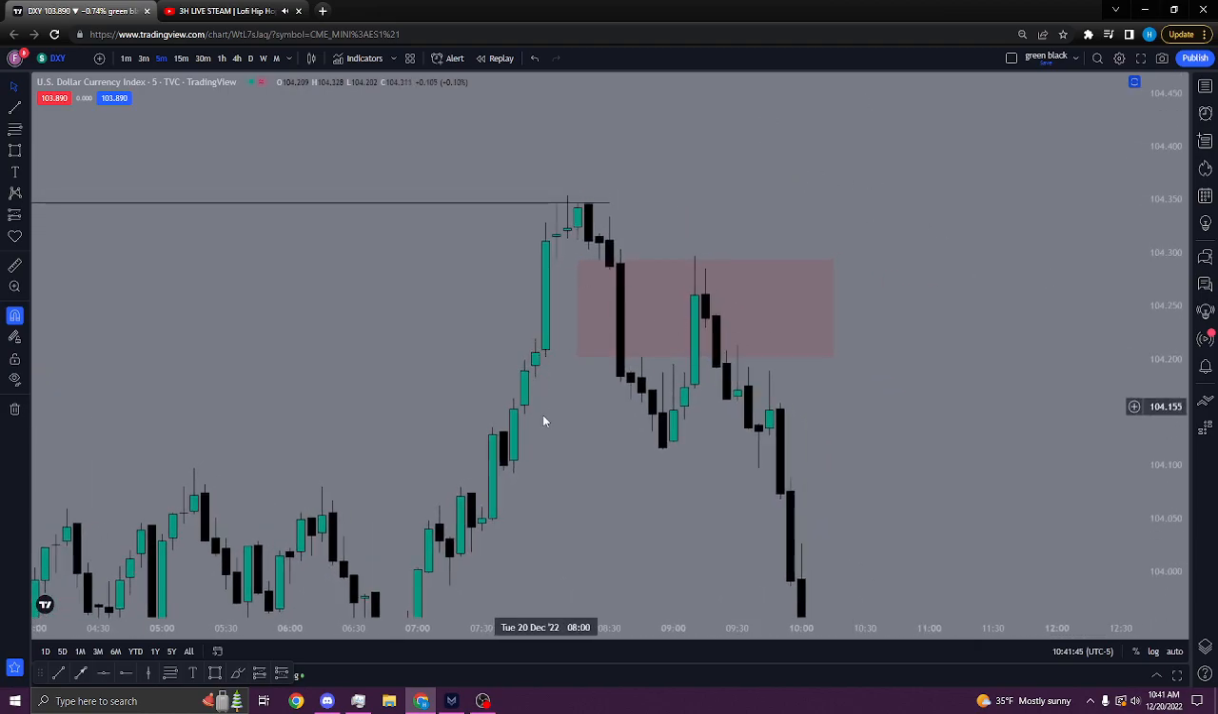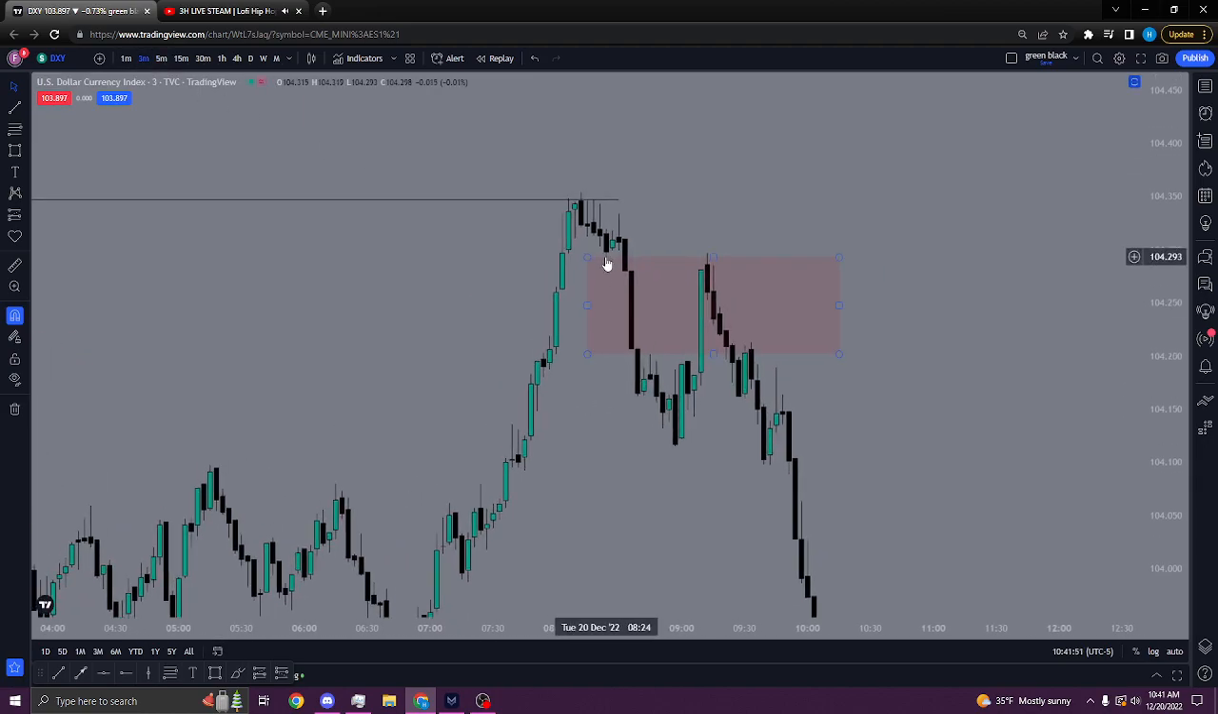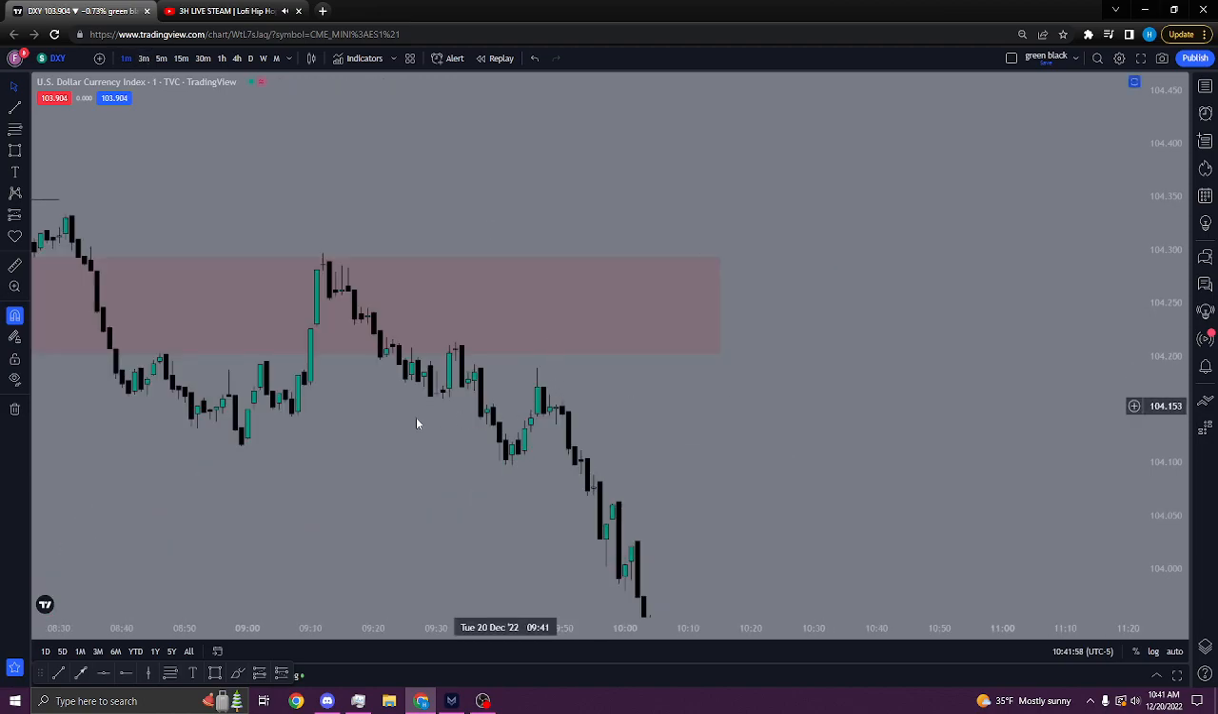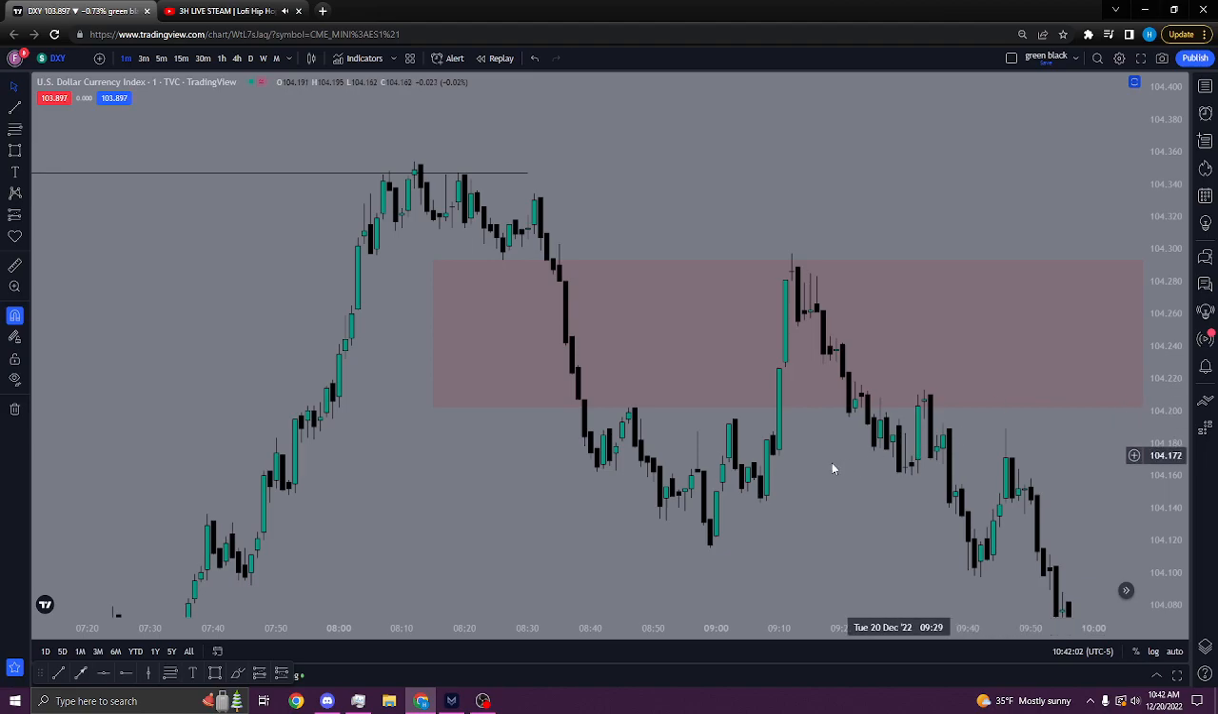I don't see a swing low. Go down to a 3-minute. We have a swing low right here. It gets broken, comes back up into that fair value gap. Let's go to a 1-minute chart. I was working on the 1-minute chart as always.